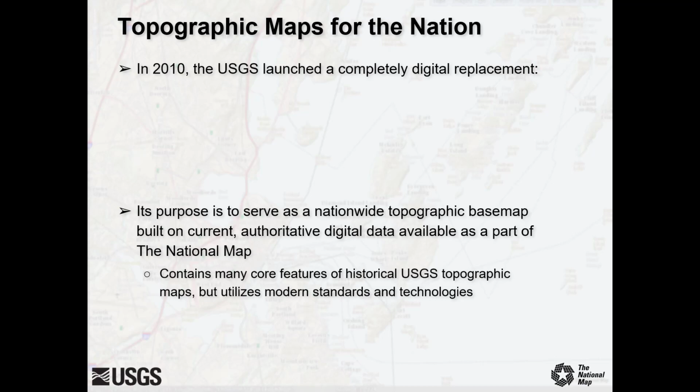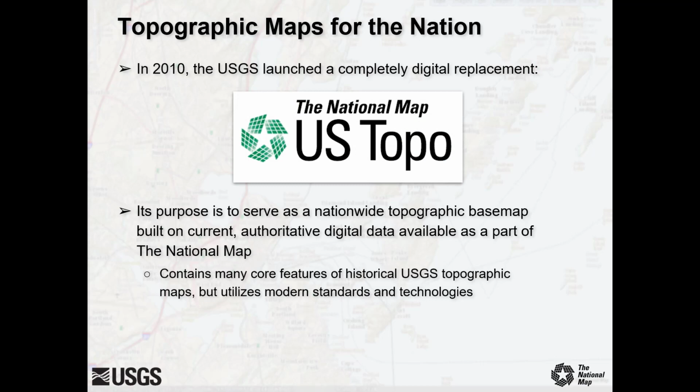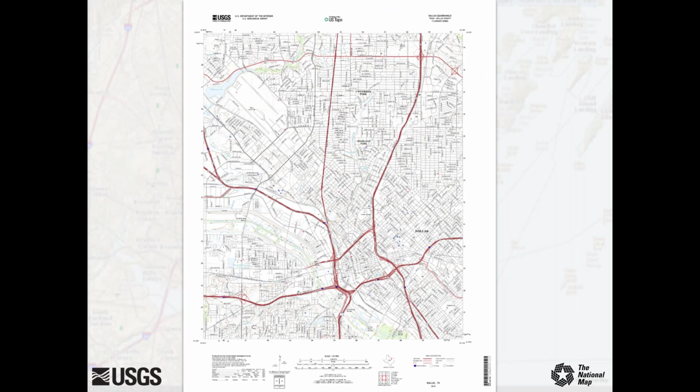The new map, which will offer national coverage of all states and territories, is called US Topo. The purpose of the US Topo map series is to serve as a nationwide topographic base map built on current, authoritative digital data available as part of the National Map. The US Topo maps contain many core features of historical USGS topographic maps, but make use of modern standards of technology. This 2019 map is an example of the latest iteration of US Topo for the Dallas, Texas area. One of the easiest ways to distinguish a US Topo map from previous series is the US Topo logo at the top center of the map.